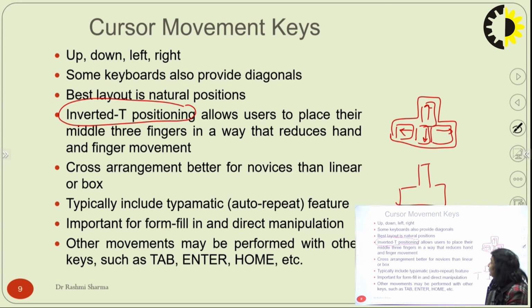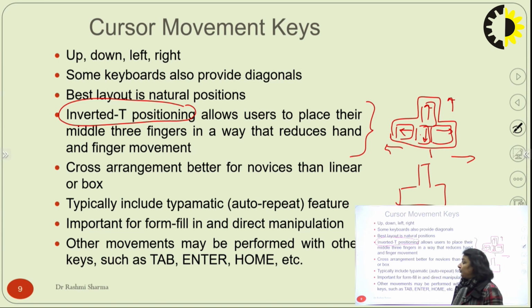It allows users to place their middle 3 fingers so that one finger moves up and down for the up and down arrow keys, and you have less stress on your fingers. So this inverted T is because we wanted to reduce the stress on our hand and fingers. A cross arrangement is better for a novice user than a linear or box arrangement, because as the arrow keys are there, it shows where they are moving. This one is moving up, this is moving left, this is moving right, and opposite to up is down. So it is very easy for the novice user to learn.